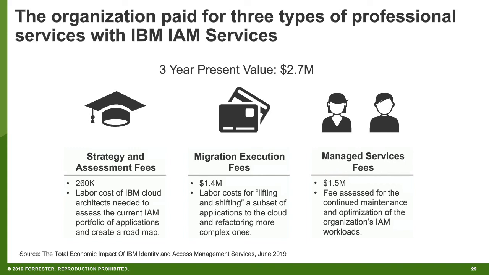So costs will obviously vary widely depending on the organization and the unique scope of work required. But in this case, over 3 years, the organization spent $260K on strategy and assessment fees, $1.4 million on migration execution, which includes lift and shifting some workloads, and then some light refactoring work. And then finally, $1.5 million for their ongoing managed services, all totaling a present value of approximately $2.7 million.